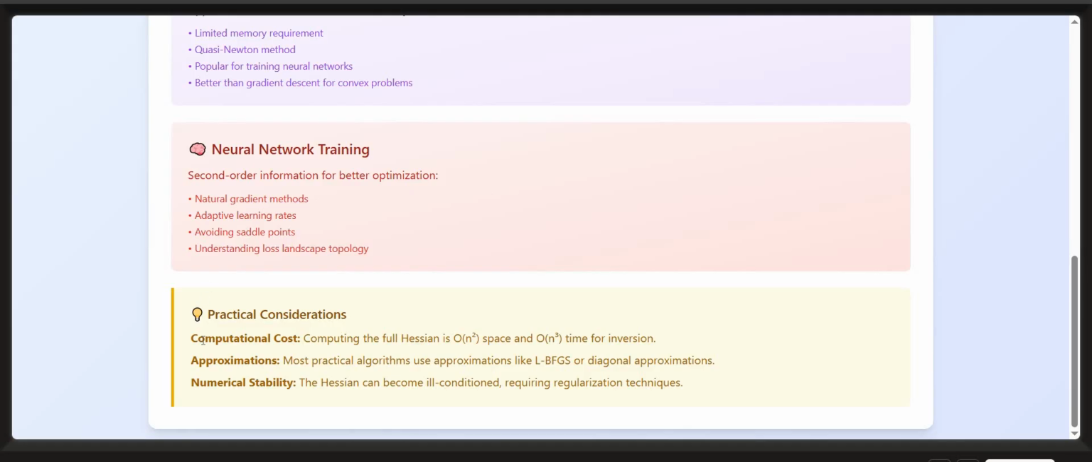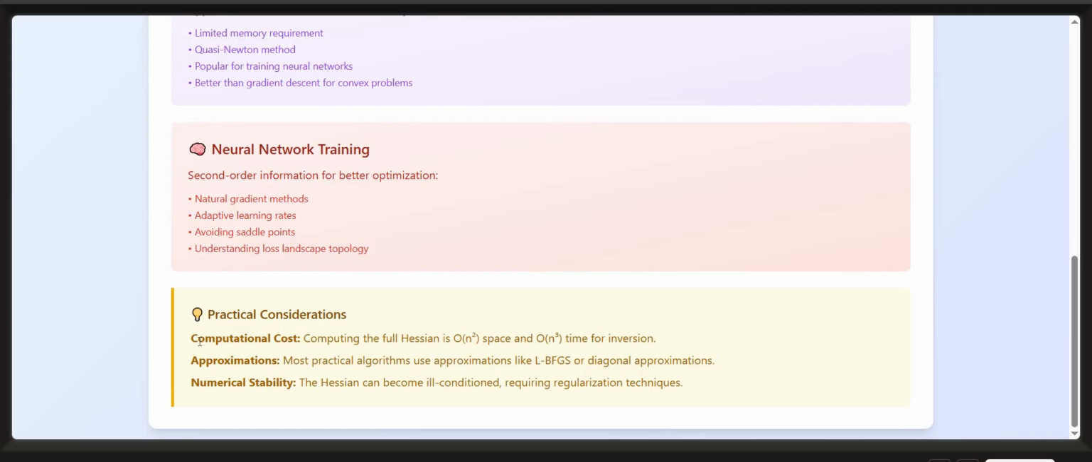Okay, here let's pause for a second and look at some practical issues. First up, the cost. Computing the full Hessian takes space that grows with n squared, and inverting it takes time that grows with n cubed. So if you have a large model, it is just not going to scale well. That's why most real-world implementations rely on approximations like LBFGS, or sometimes just diagonal approximations where we only keep the second derivatives with respect to each variable.